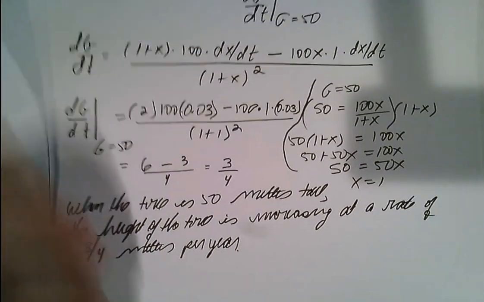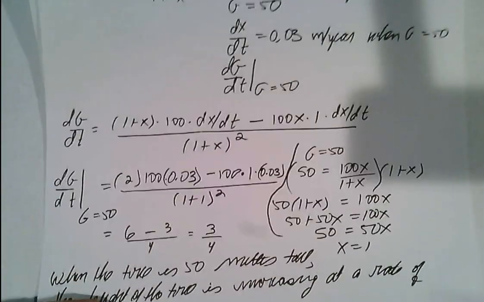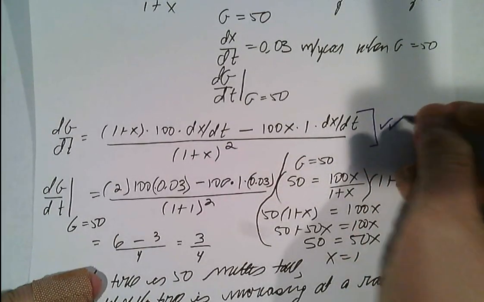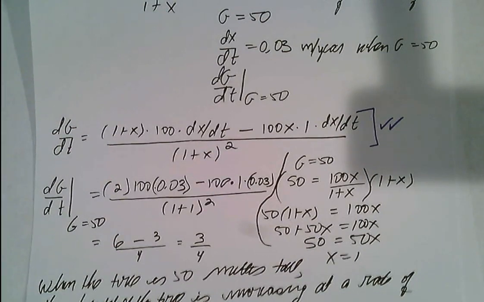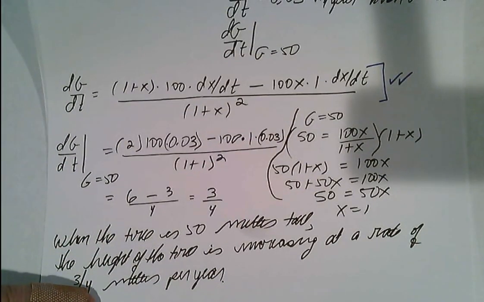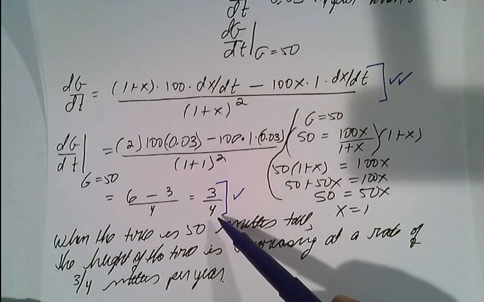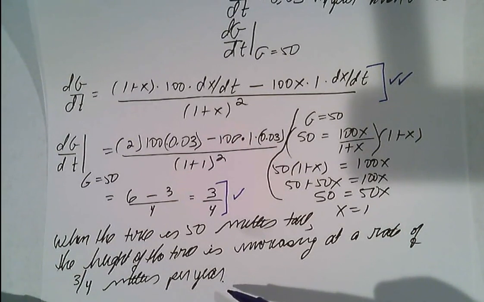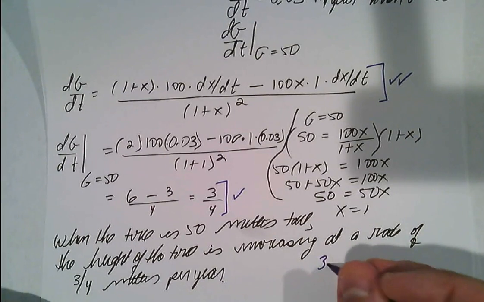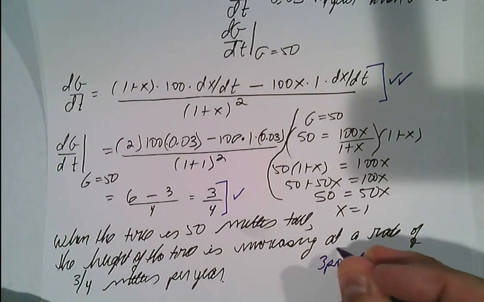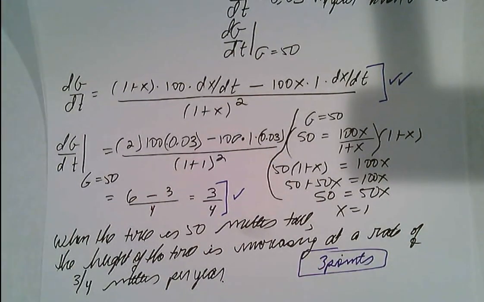The way that they awarded the points, there are 2 points for coming up with an expression for dg/dt, and then there was 1 point for coming up with the answer, which I would argue you get to the answer when you have 3 over 4 as your final answer. There was nothing that specified that you then needed to write the final answer in a complete sentence or including the units. So this is worth 3 points. And this is the fully correct answer to this problem. Hope that helps.